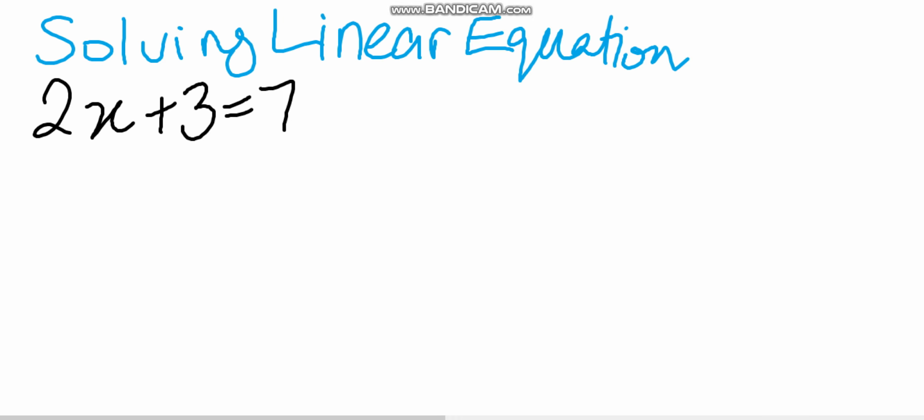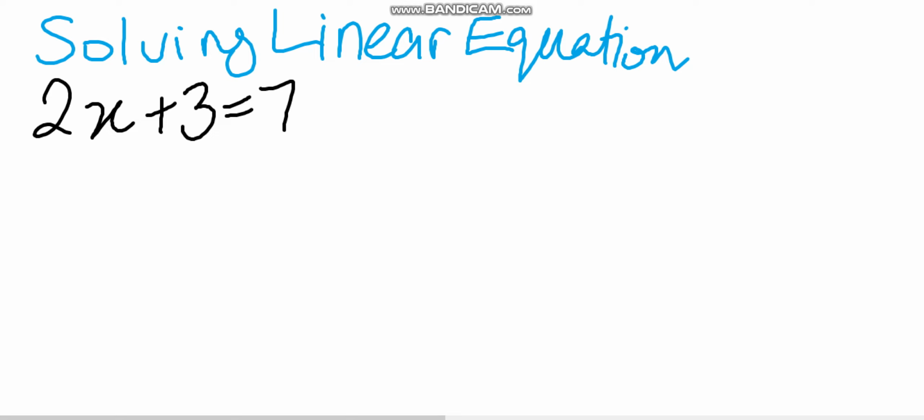So today I'll be explaining algebraic equations, and there are multiple types of algebraic equations, and we'll be starting with the linear algebraic equation. Let's start with the first question. In the first question we have 2x plus 3 is equal to 7.